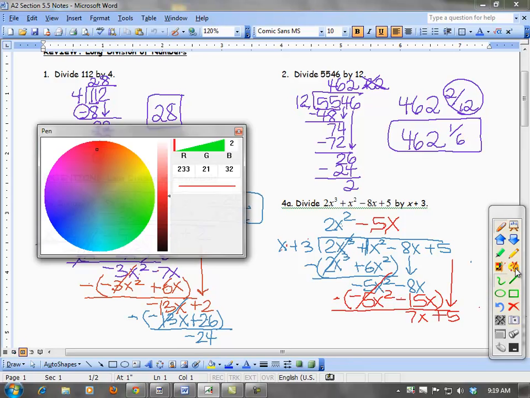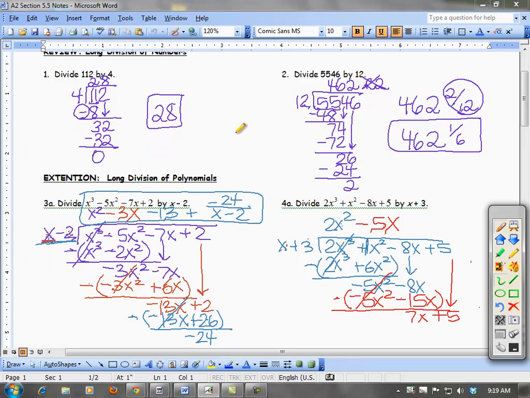Change our color one more time so that you can see the last step. X times what makes 7x? Well, it's a positive 7. So 7 times x is 7x. 7 times 3 is 21. I subtract the whole thing. The 7x's go away, and you will always make them go away by the number you picked.